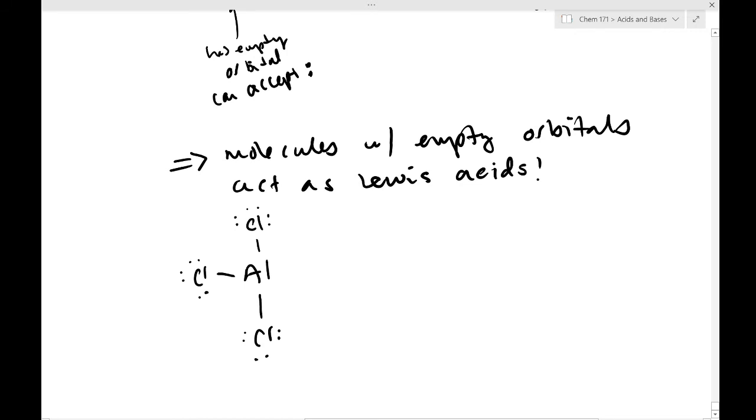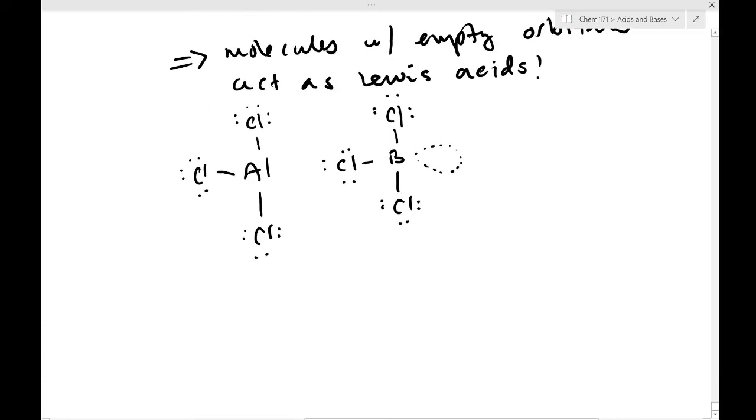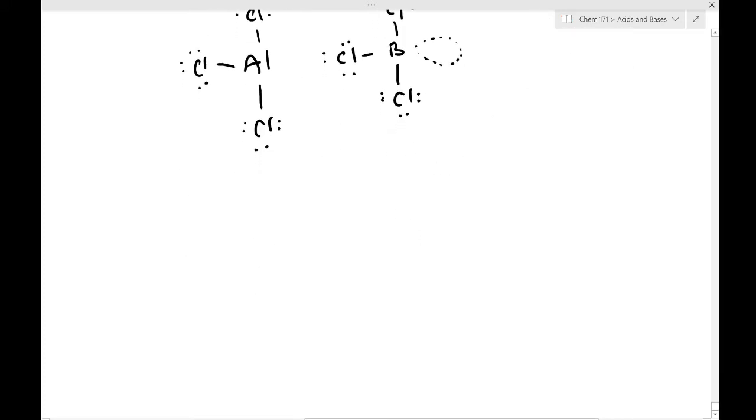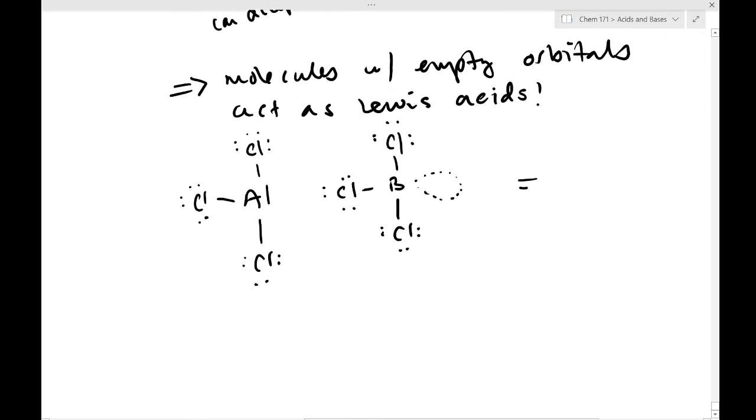And let's compare this with boron trichloride. There's this empty orbital space here. Basically, anytime you have an incomplete octet, this can act as a Lewis acid. So if you start out with an incomplete octet, just like aluminum trichloride and boron trichloride here, these all have incomplete octets and they can act as Lewis acids.